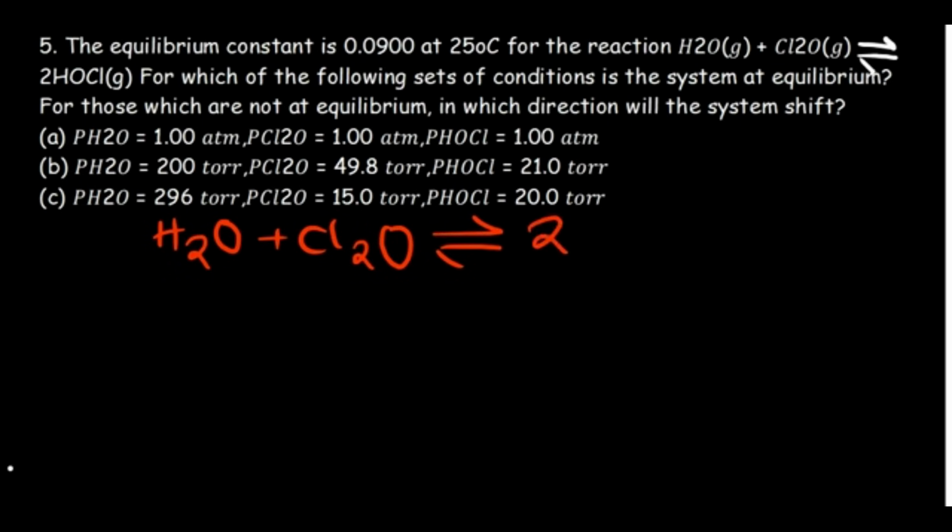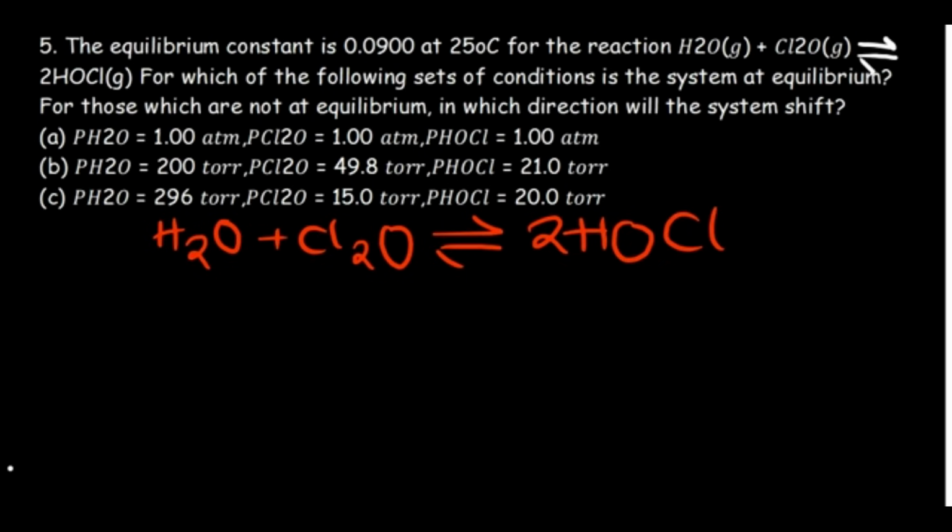So by the way, a chemical equilibrium which involves all your reactants and your products being in the same phase, for example in this case all of these are in gaseous state, is referred to as homogeneous equilibrium. Okay. So now, for which of the following sets of conditions is a system at equilibrium? For those which are not in equilibrium, in which direction will the system shift?